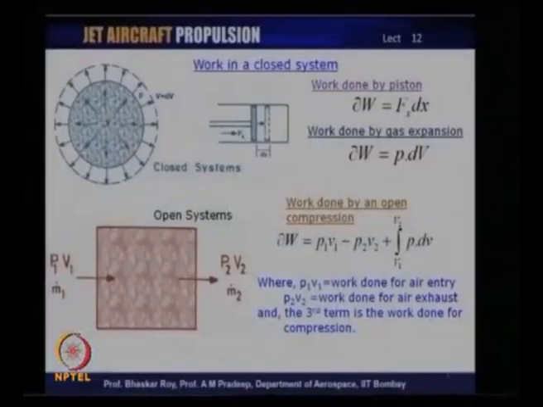Let us take a look at some of the fundamental issues. If we have a simple compressor in which you have, let us say, to begin with, a closed system, something which many people are familiar with. You have a closed system in which work is expected to be done either by, let us say, a movement of a piston or by expansion of gases.